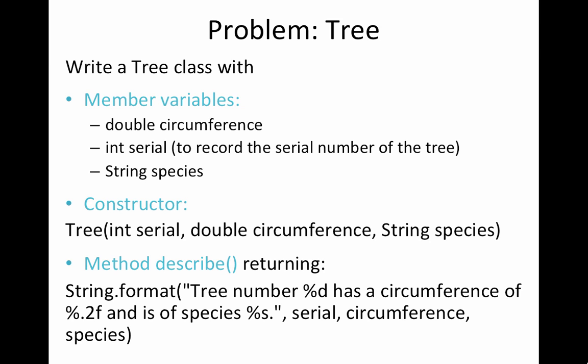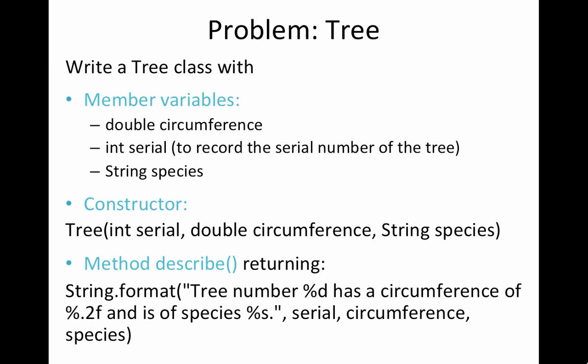So we want to construct tree so that we use it later, and actually we will be referring to this tree class in many other problems in different lectures in the future. So what do we want the tree class to look like? We want to have a few fields, 3 variables, a constructor, and a specific method. Let's take a look at the member variables. We want to have a circumference, a serial number, and then the species of the tree.